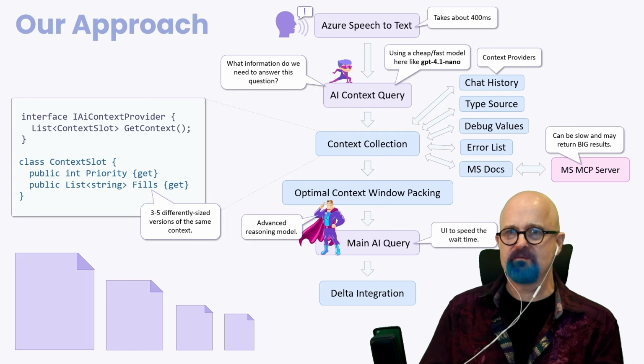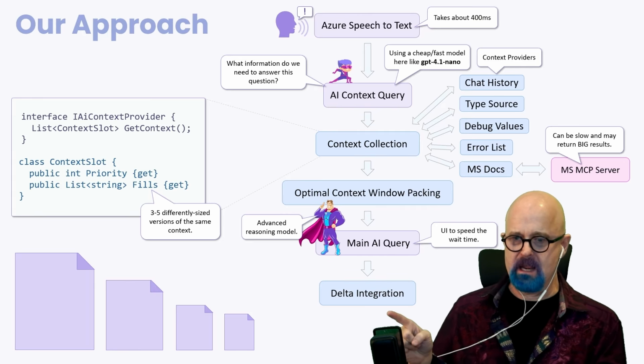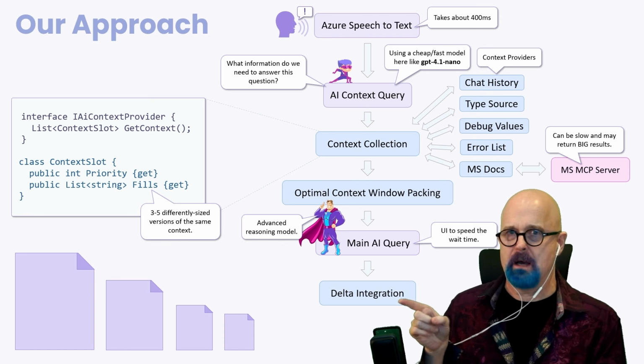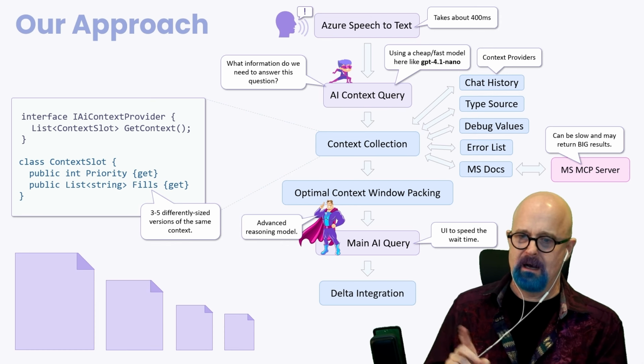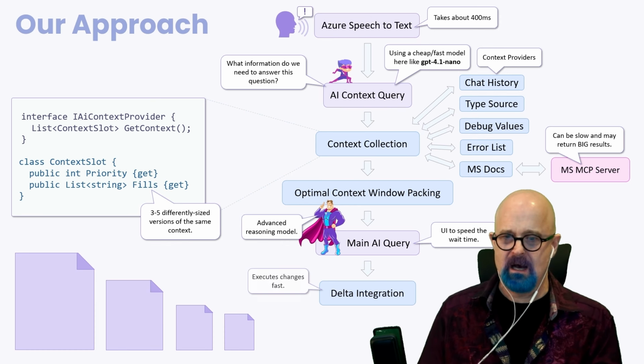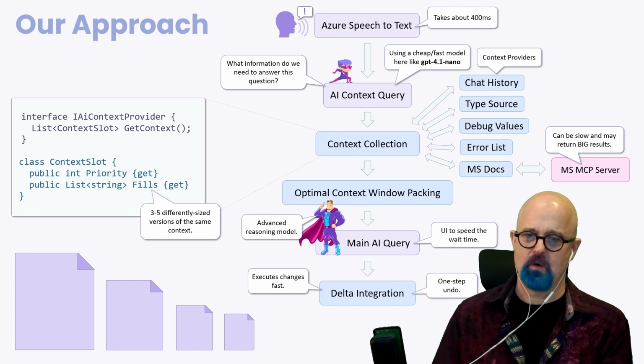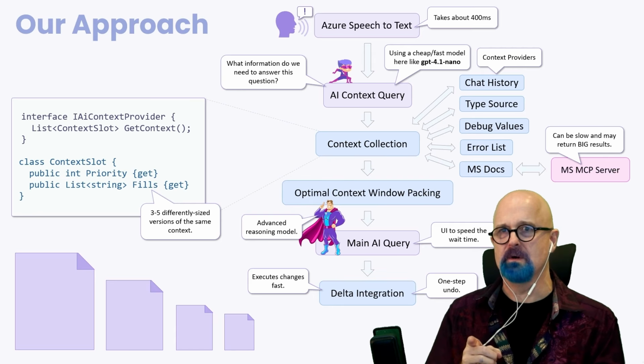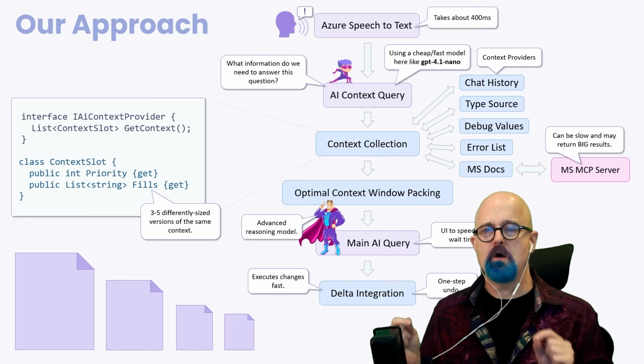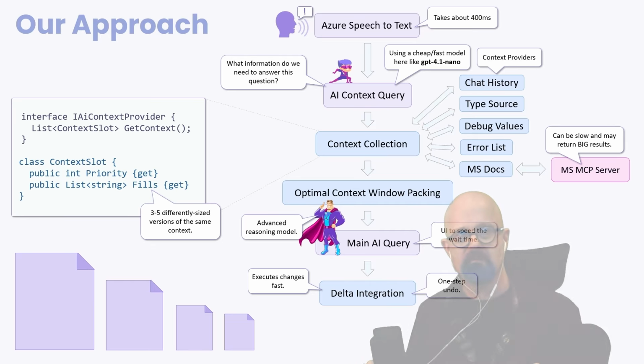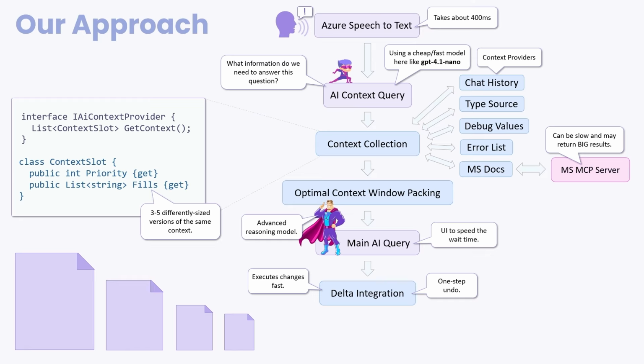When that comes back, we've got Delta integration. Ideally, again, if you choose that Delta option of the model, which I highly recommend, it's got benefits all over the place. Those changes go in fast with a one-step undo. Right? There's no preview. There's no prior approval. The changes are made. And if you want to undo, you can just undo all of them at once.